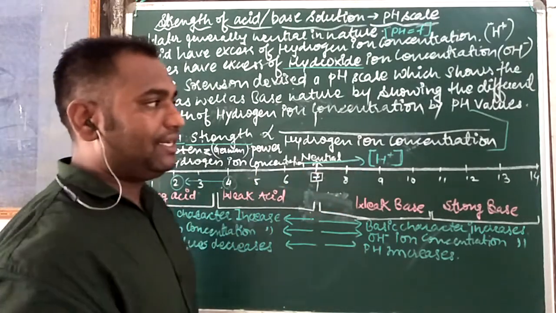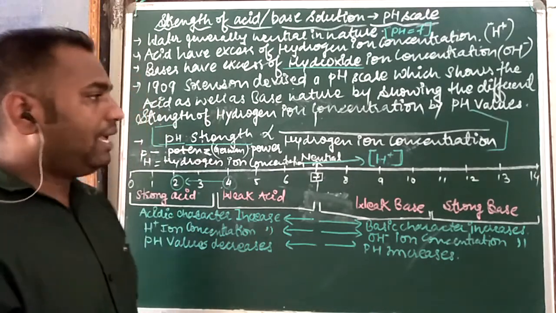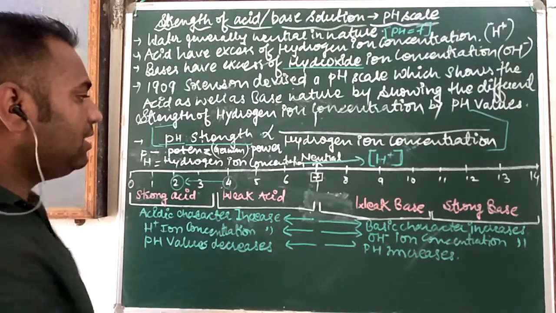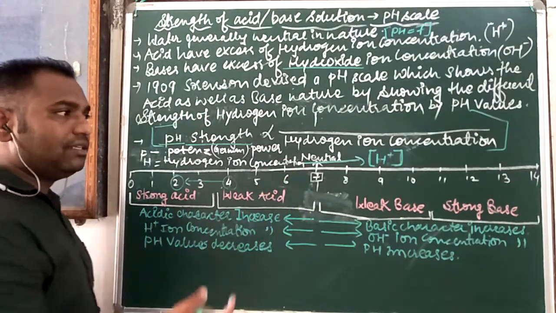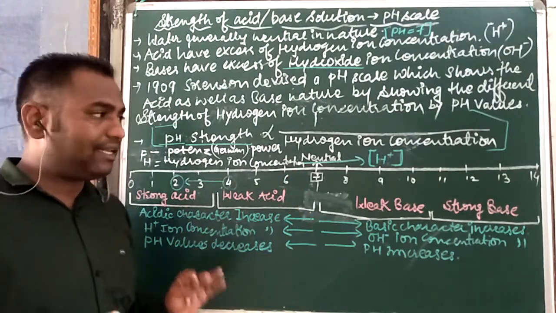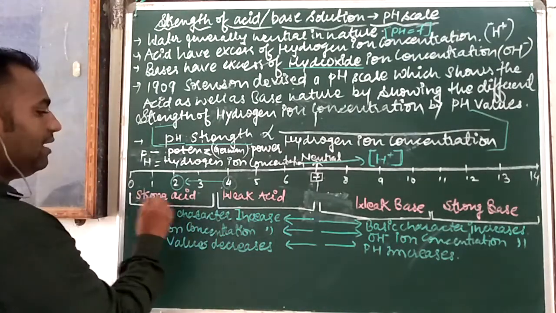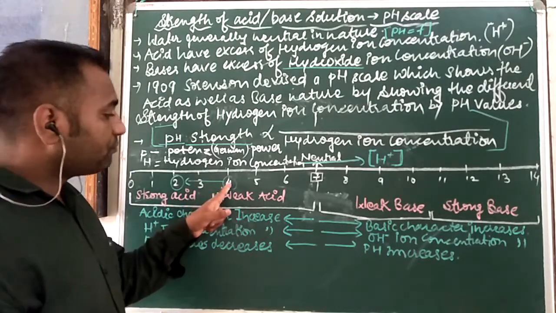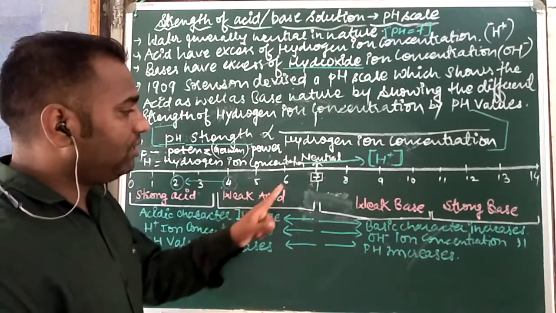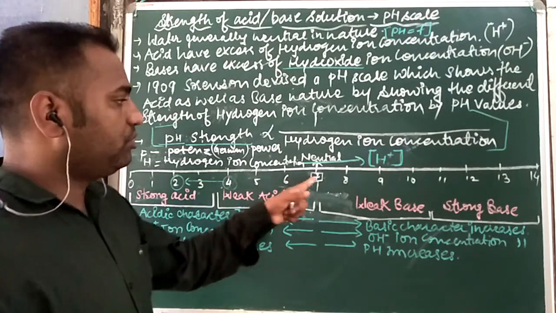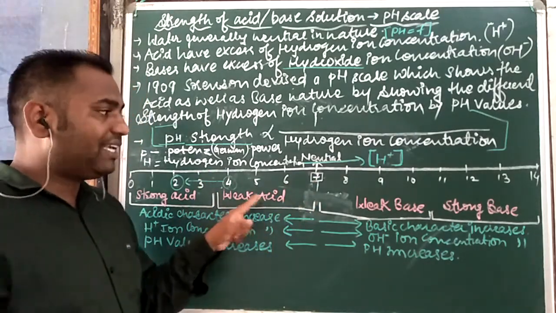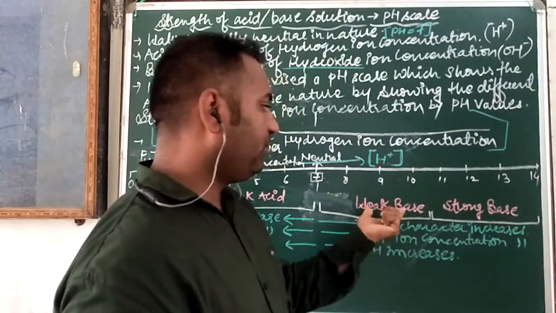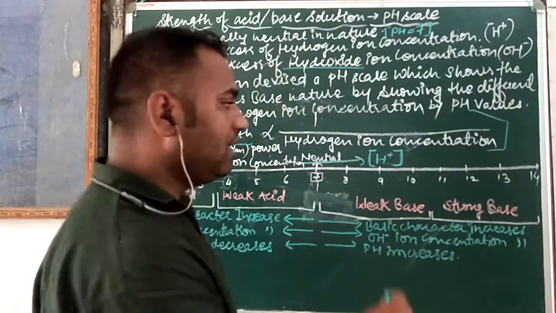0 to 14 are the different pH values, and 7 is the neutral pH. We categorize the scale into 4 different categories: strong acid from 0 to 3.5 or so, weak acids from 3.5 up to 7, from 7 to 10.5 a weak base, and from 10.5 to 14 a strong base.